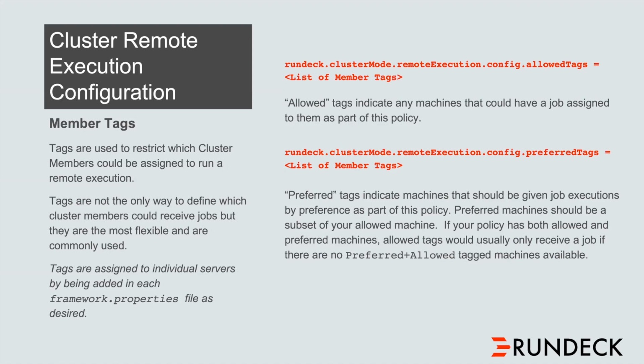Worth distinguishing, and I think this is clear, but all the tagging and all the machine naming and all the details we're talking about today are about Rundeck servers, not remote nodes. So we obviously use tags for other things. These are tags that are specific to servers and are defined, as I said, in framework.properties, as opposed to the tags you might have given them in the UI as nodes. So that can be confusing.